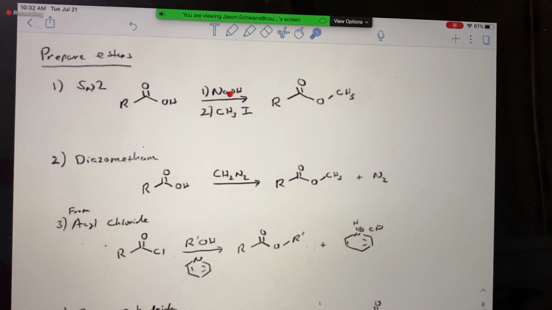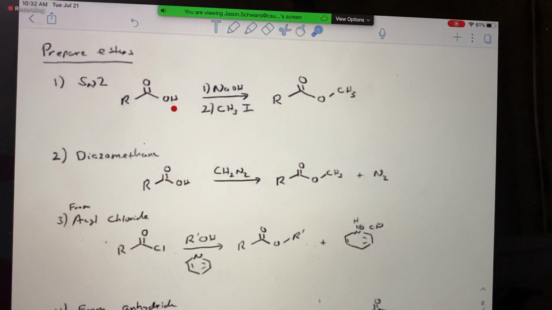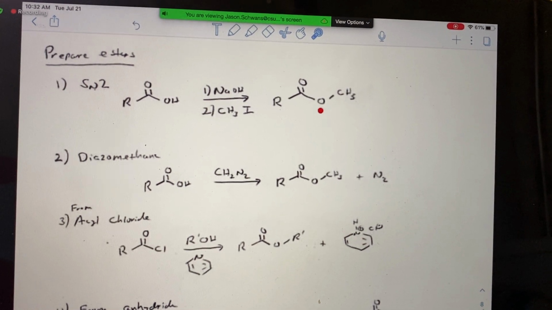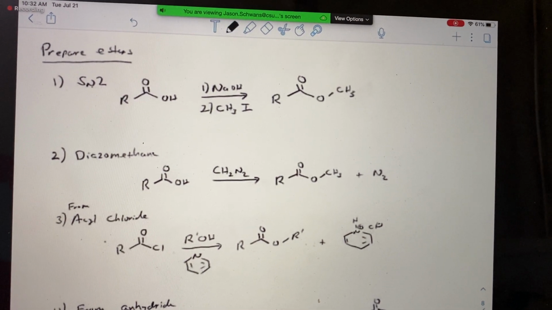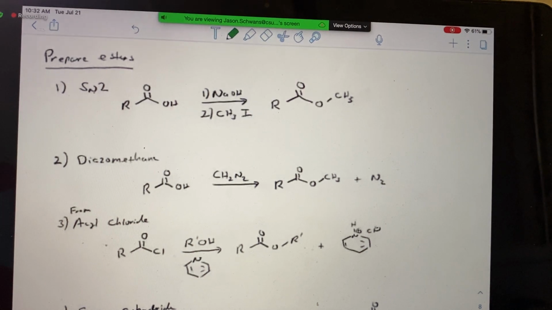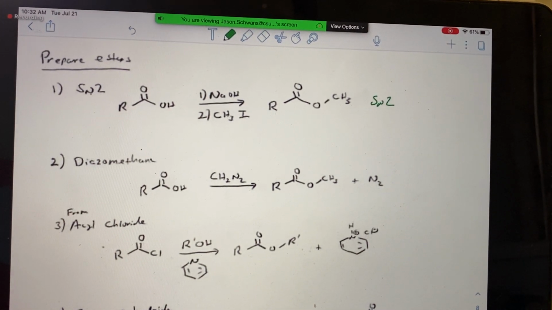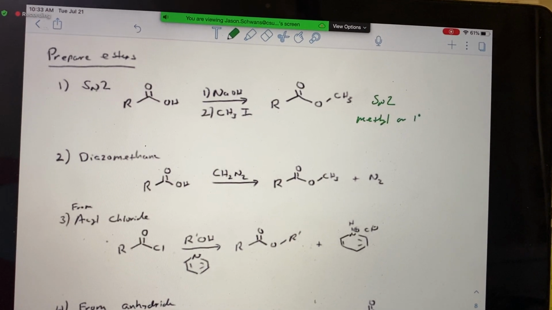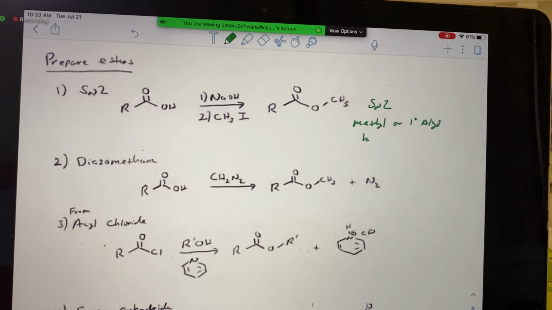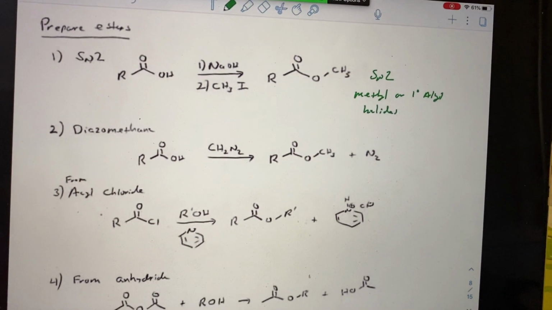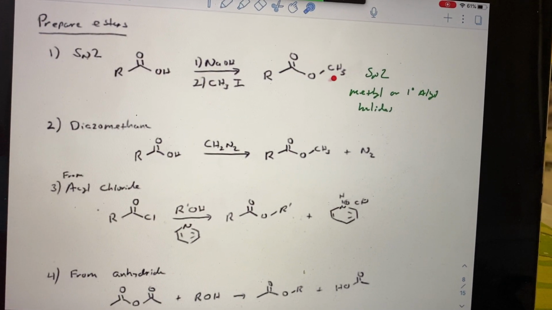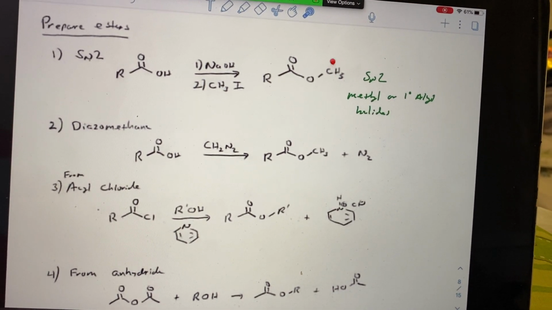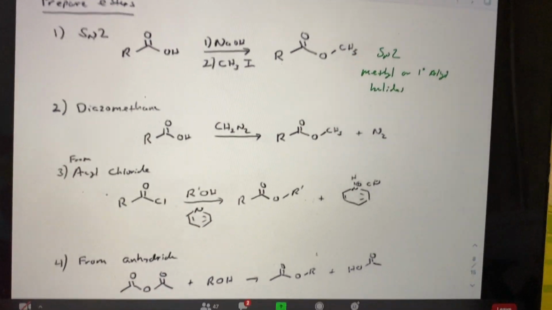And so we could go ahead and deprotonate this, and then in an SN2 reaction, attack this methyl iodide, say, to make this methyl ester here. This has a limitation though, because it is an SN2 reaction, so it's methyl or primary alkyl halides. So if you want to make something like this relatively simple methyl ester, this is a great way to do it. But let's say you had a much more complicated group here with a bunch of substituents on it. Not good for SN2.